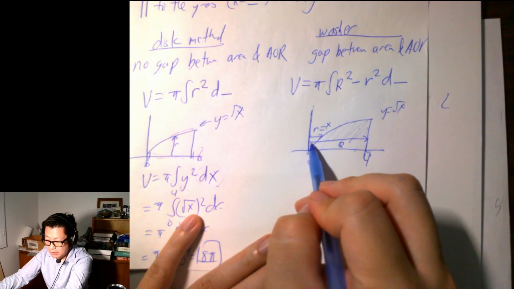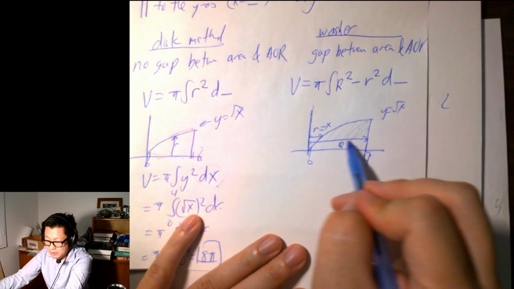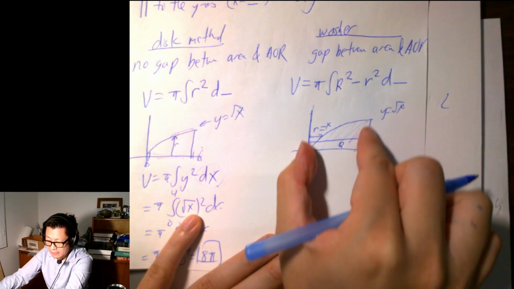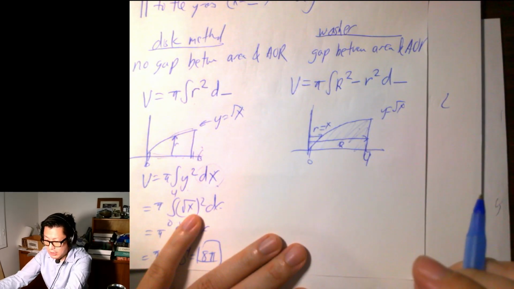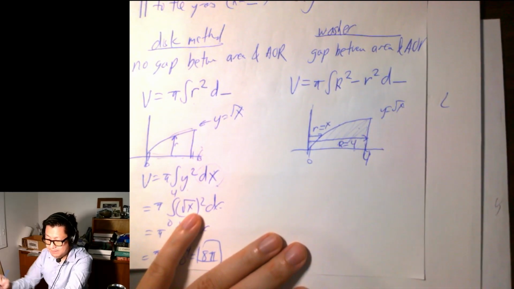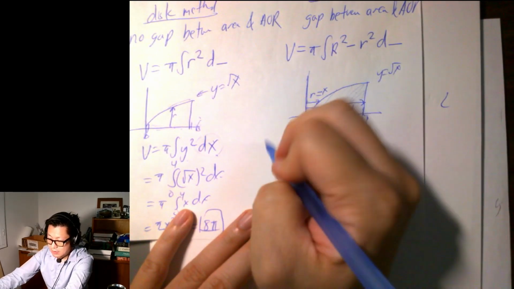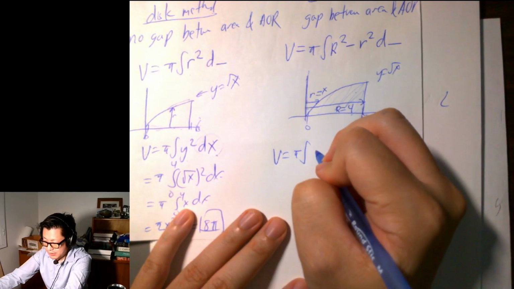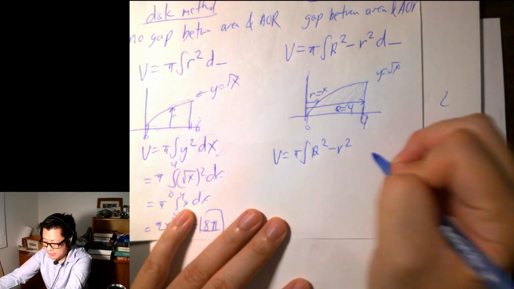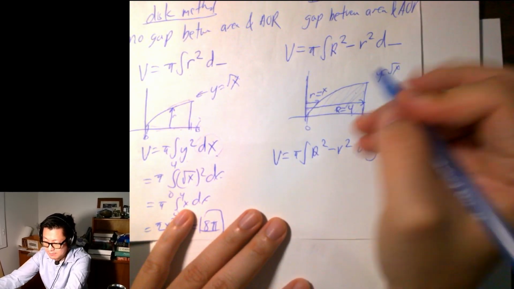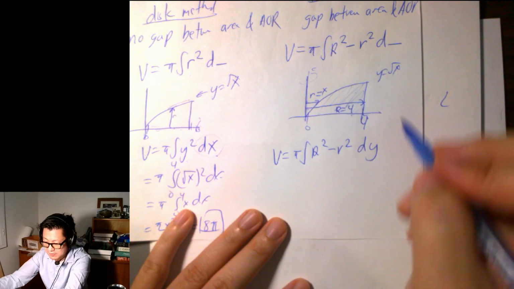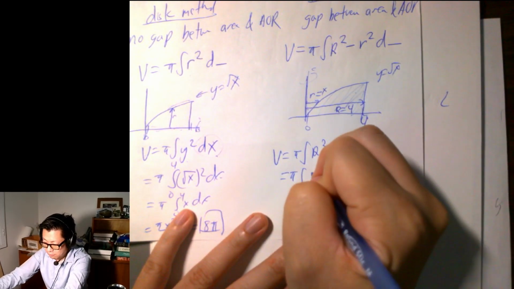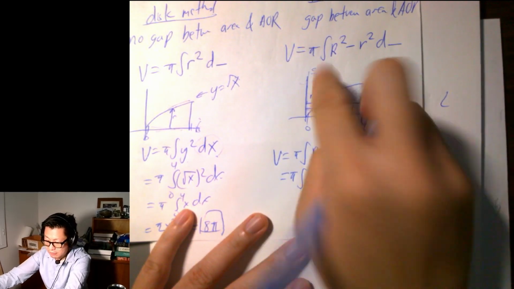What about my big R? Well, my big R is going from the axis of rotation to this line x equals 4, so that is going to stay 4 over the whole course. So big R is equal to 4. My volume is pi, big R squared minus little r squared dy in this case, because we're rotating it about the y-axis, so we use dy. My big R is 4. My little r is x.